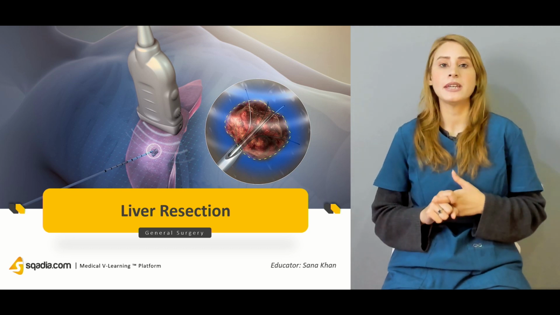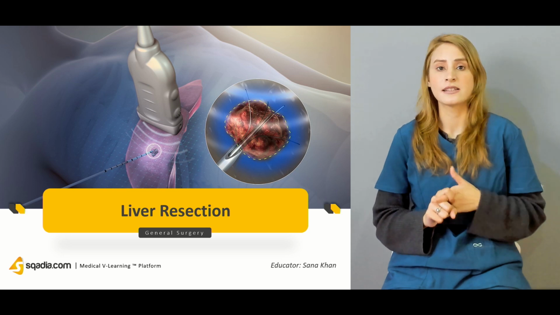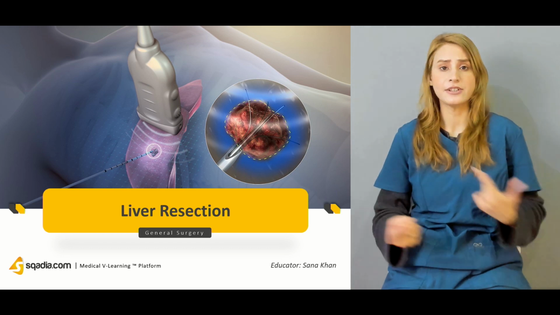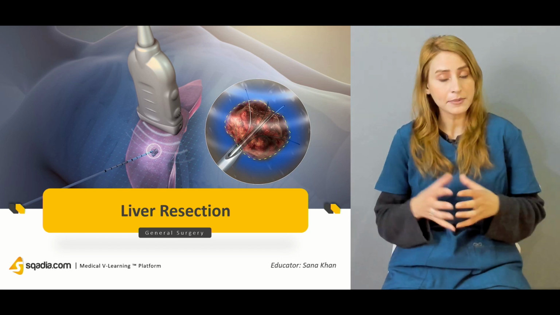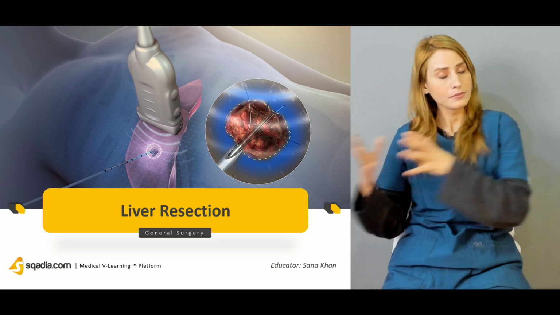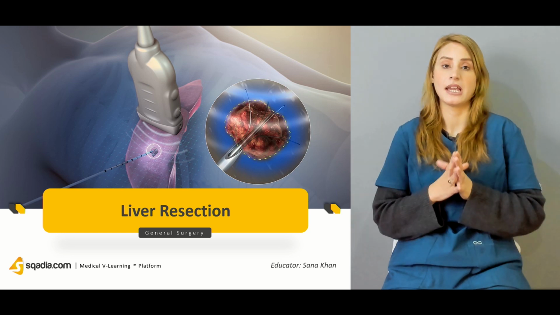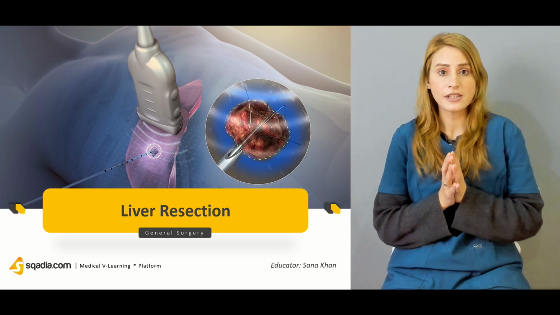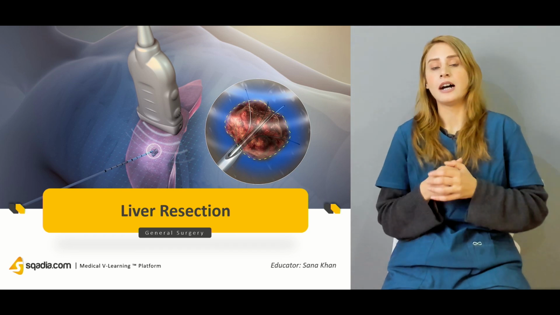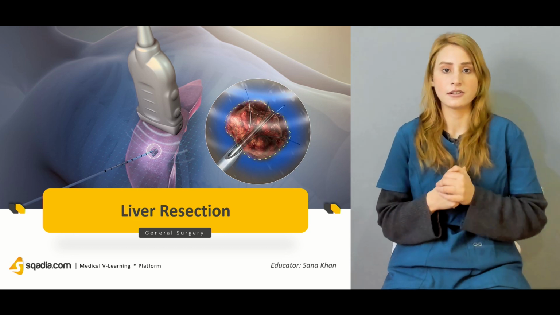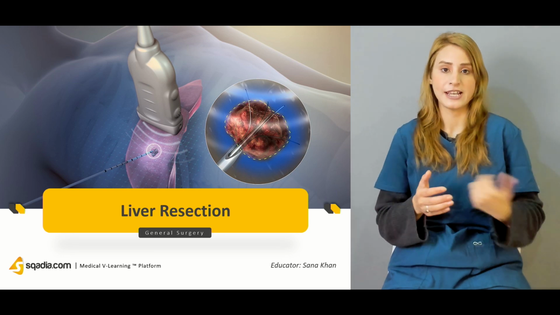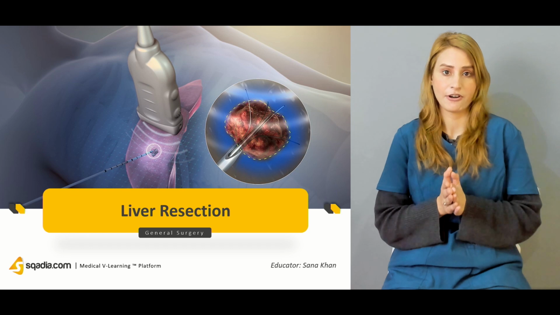Secondly, it can be because of smaller non-anatomical lesions. And for that, you can go for lobectomy, or you can go for segmentectomy, or you can go for right hepatectomy, or you go for the left hepatectomy. Plus, you can also go for liver resection in case of focal nodular hyperplasia, or you can also go for liver resections in cases of hepatocellular carcinoma.